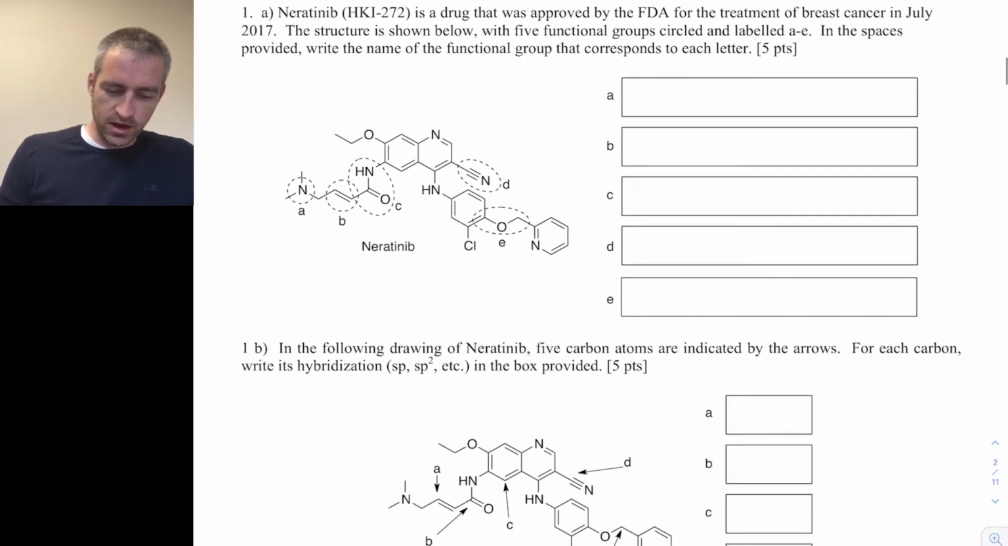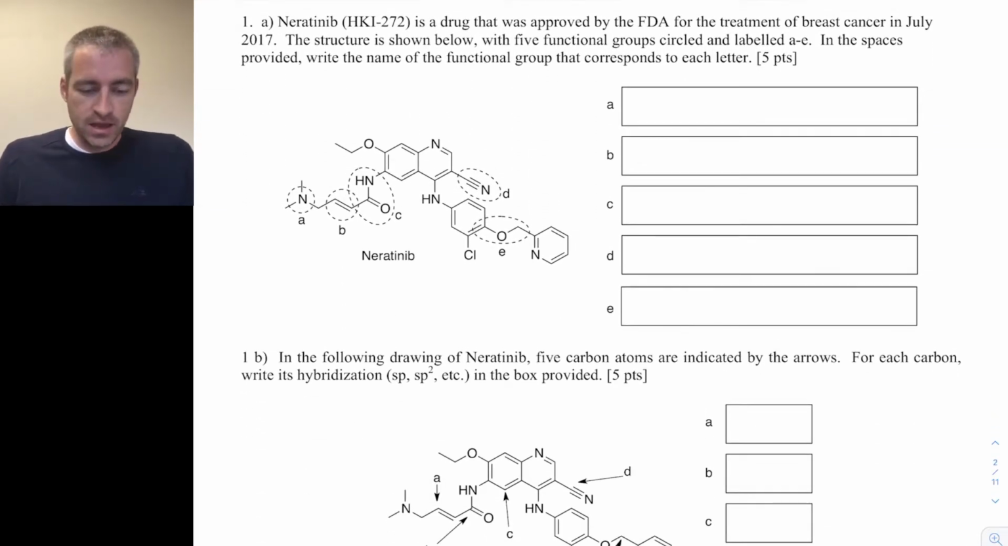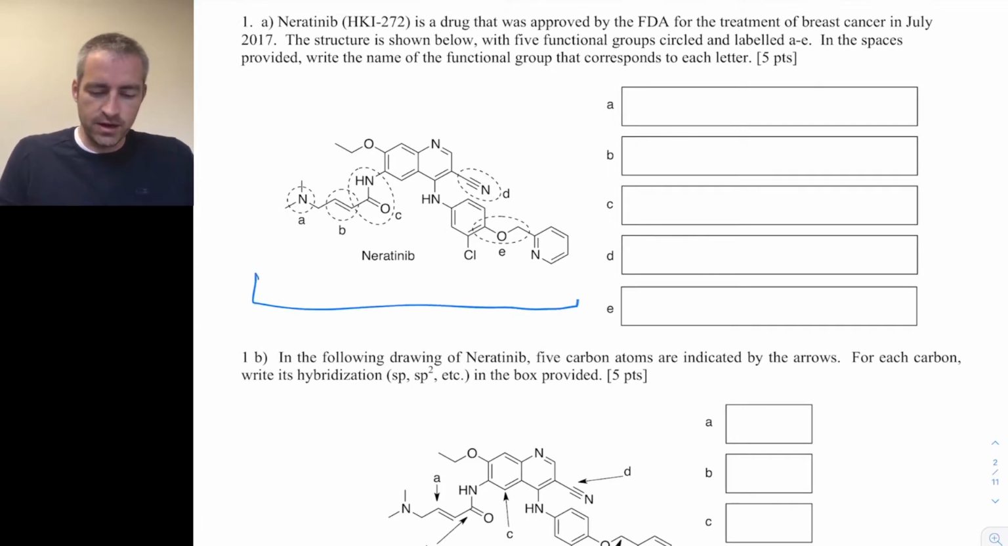Okay, so we're going to start out with question 1, and it says, neratinib is a drug that was approved by the FDA for the treatment of breast cancer in July of 2017. The structure is shown below, and you can see the structure right here. 5 functional groups are circled and labeled A to E. In the spaces provided, write the name of the functional group that corresponds to each letter.